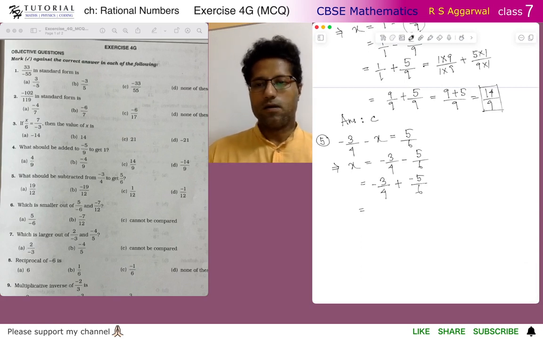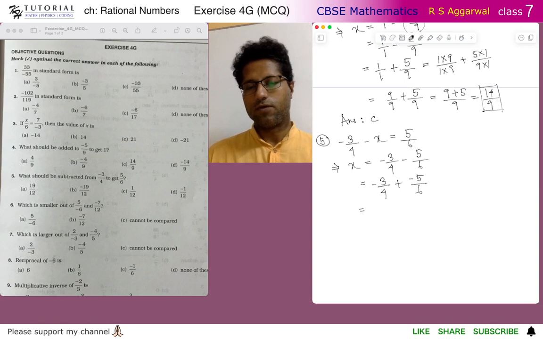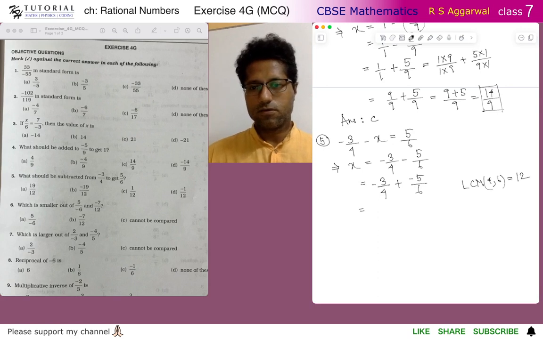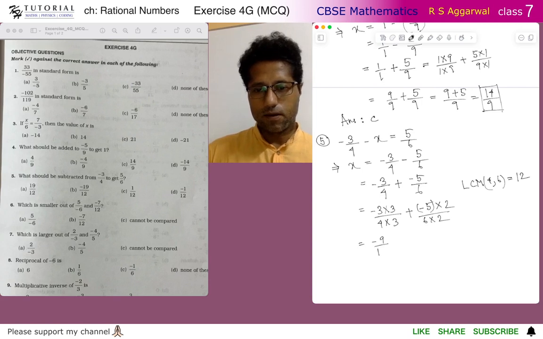Now this is addition of two rational numbers and the denominators are different. So we have to convert them to equivalent rational numbers so that they both have a common denominator, which will be the LCM of 4 and 6. LCM of 4 and 6 is 12. So we have to convert these two rational numbers so that they both have a denominator of 12. So we multiply the first one by 3 and the second one by 2, and we get minus 9 by 12 plus minus 10 by 12.